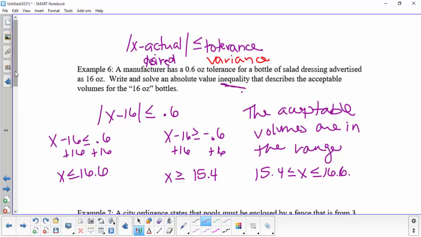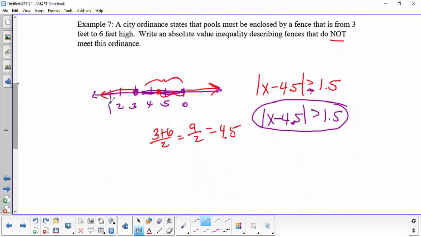And then for our last problem, we wanted fences that did not meet this ordinance. So the first thing we had to do was figure out what the perfect fence would be. So 4.5 feet would be right in the middle, so that would be our desired amount. Then from there, fences that do not meet this ordinance would be more than 1.5 feet higher or lower than that midpoint. So that's why our inequality is the absolute value of x minus 4.5 is greater than 1.5.